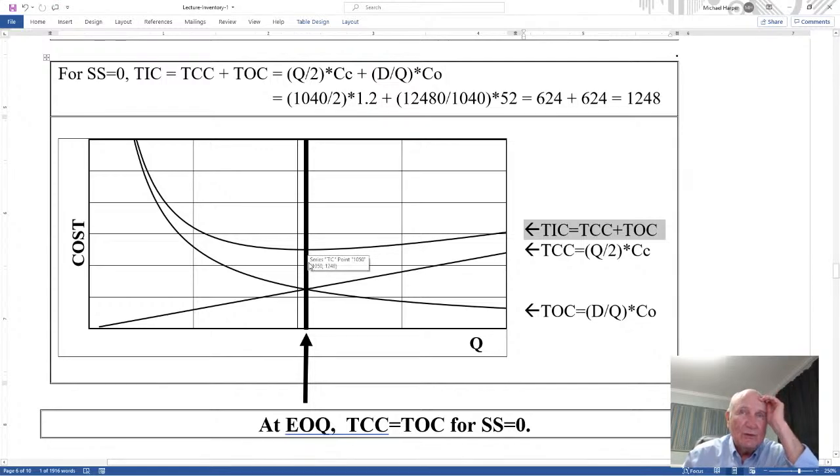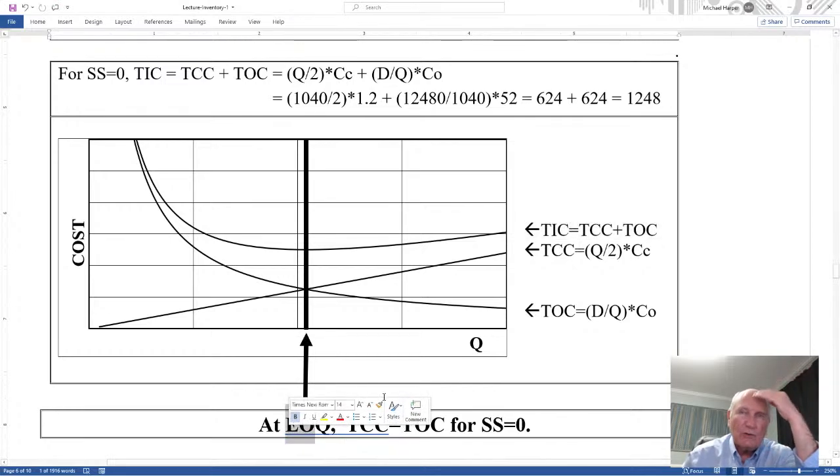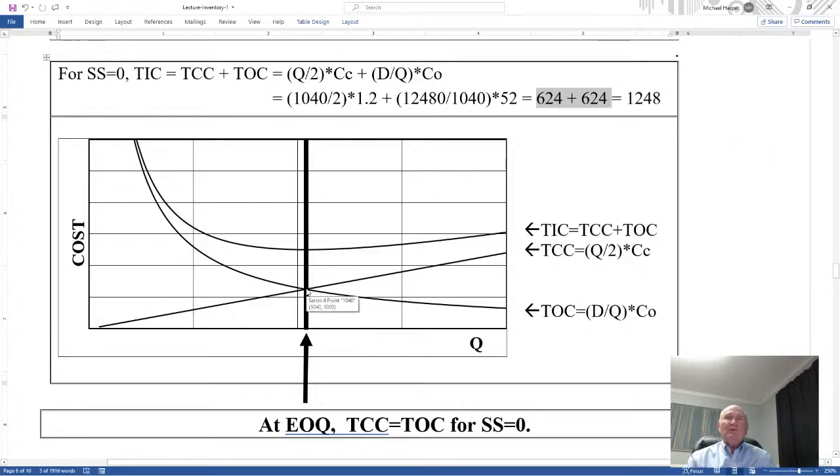But notice something else. When you come down here at EOQ, this is a Q, but it's called EOQ, economic order quantity, because this is a special Q, the one Q along this axis such that my inventory cost is minimized. But something else: at that minimum, come down here, these two lines cross. When they cross, that means they have the same cost. So at EOQ, the total carrying cost equals the total ordering cost for safety stock of 0. That's what I'm showing up here. They're both 624. So when the safety stock is 0, the carrying cost and ordering cost will be the same.